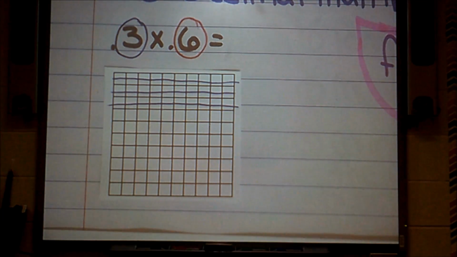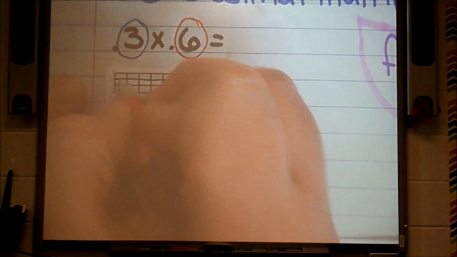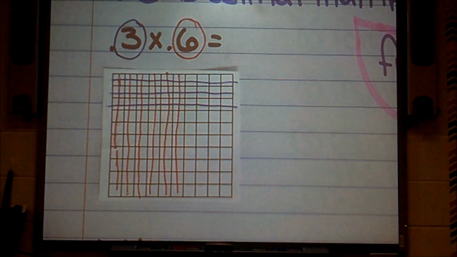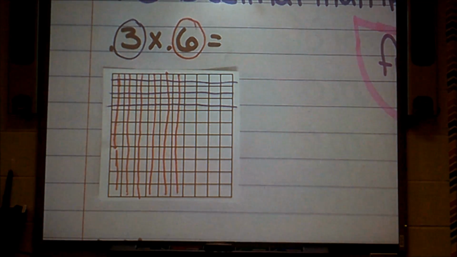Now going in the opposite direction, perpendicular to those blue horizontal lines, I'm going to take my red pen and fill in 6/10 going vertically, up and down. So your grid paper should look like this. I have 3 rows filled in going horizontally and 6 rows shaded in going vertically, up and down.